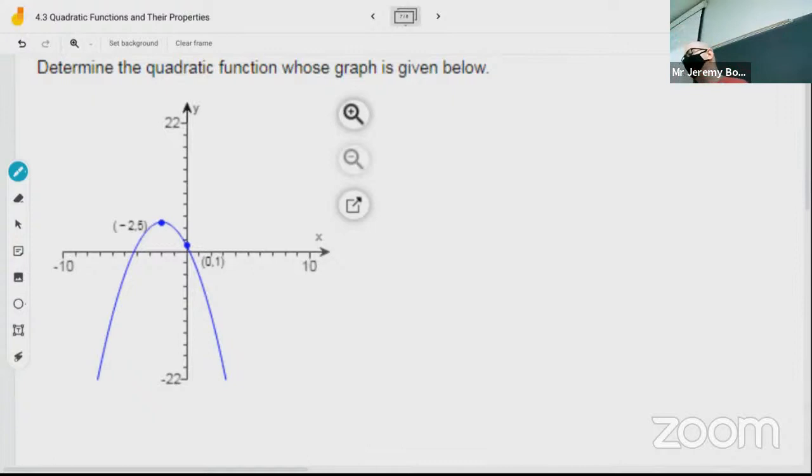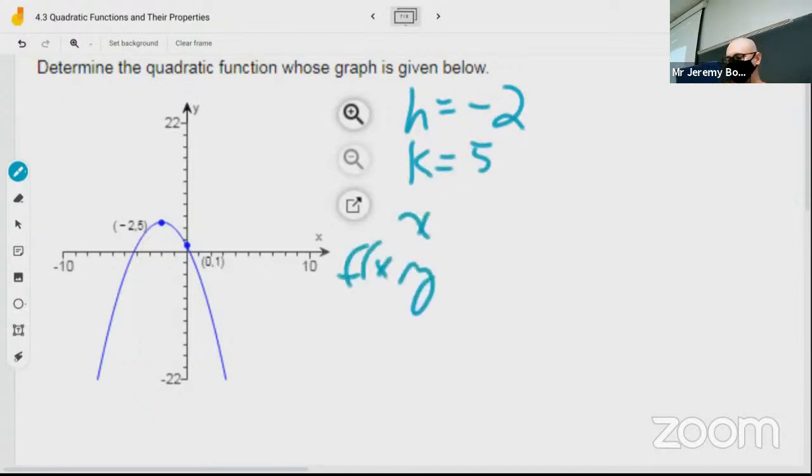You got a vertex of (-2, 5), and you got a y-intercept of (0, 1). And so try to find the equation of this one. Notice that it opens down, so a should be negative. All right, so I like this one for a few reasons. We'll talk about it as we get through it. So our vertex has an h value of -2, our k value is 5, and they give us an x and a y. Remember, that's f of x, same thing as y.